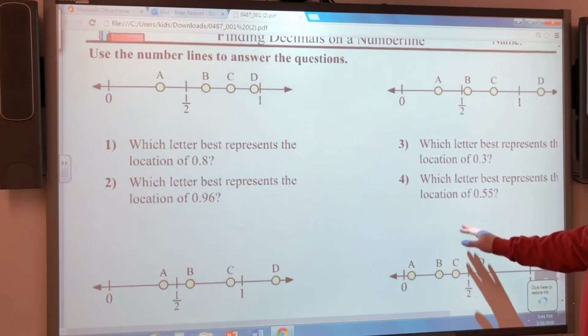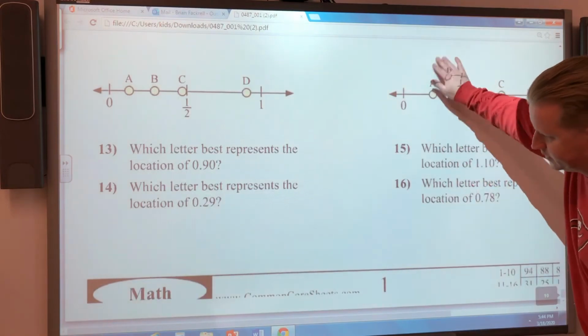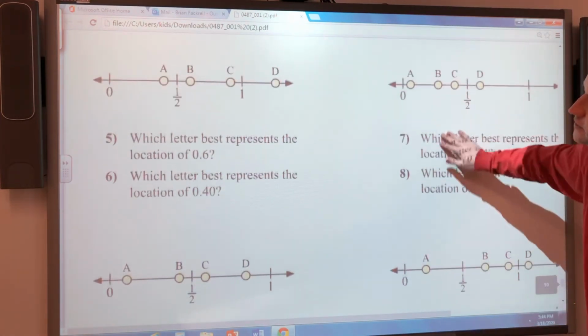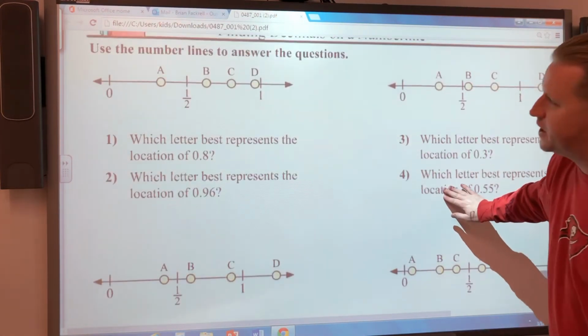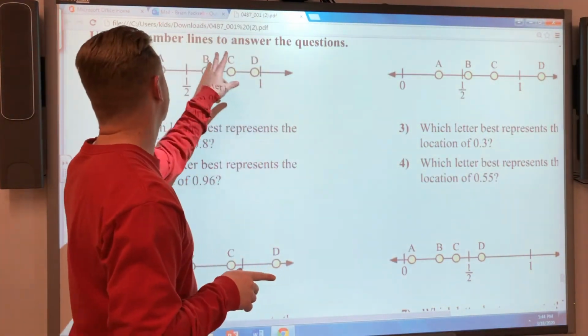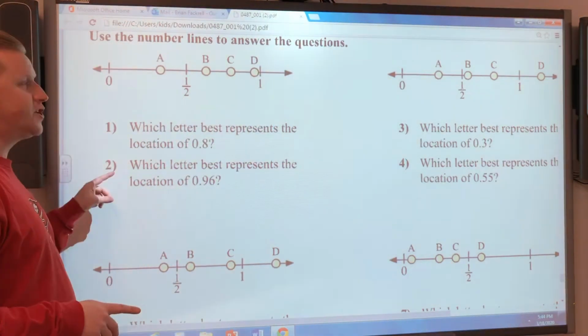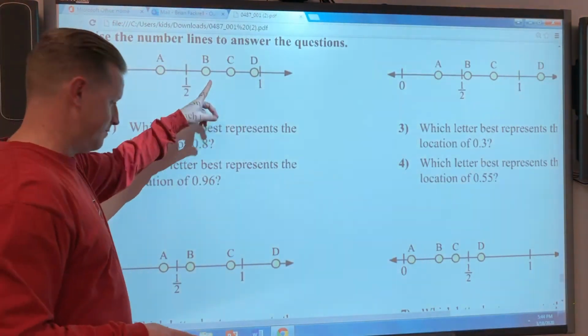Is this our last page? I think this is. This is our last page. Let's go over a couple here real quick and we will be done. On here it's asking us to look at a number line. Use the number line to answer the questions. Questions 1 and 2 are relating to this number line.